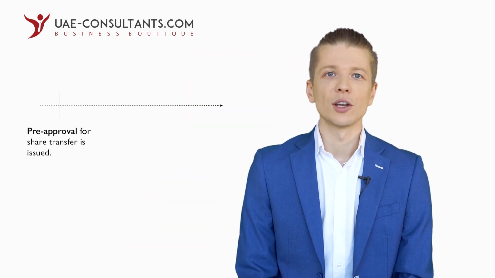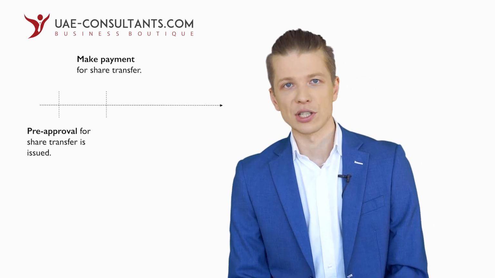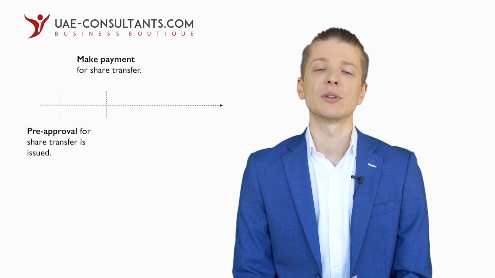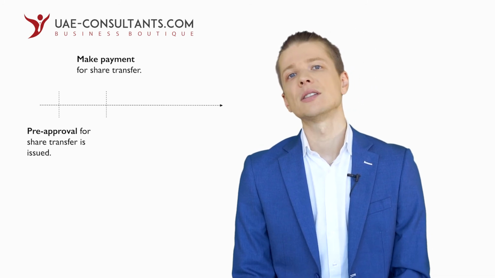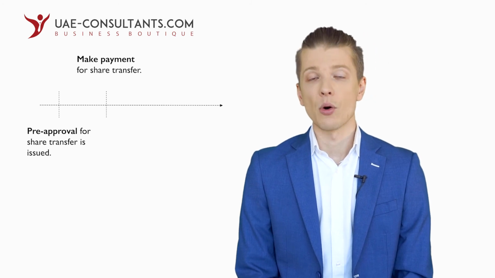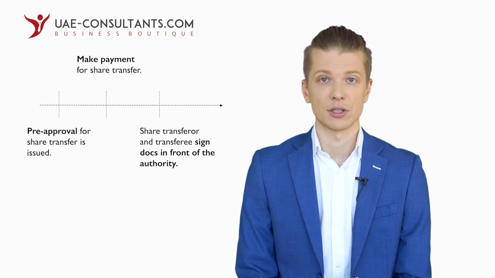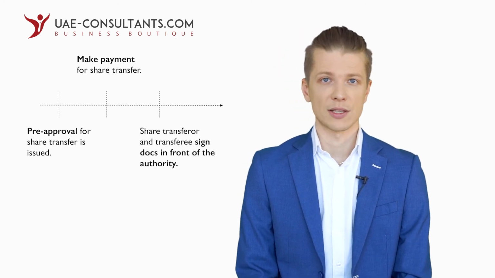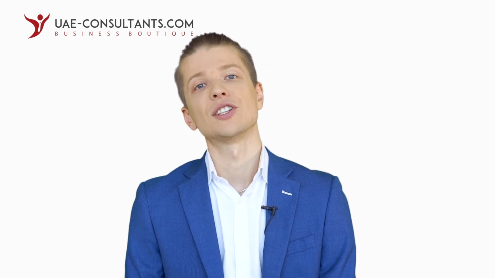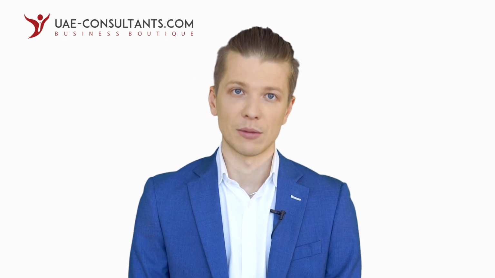Once pre-approved, you will have to make a relevant payment first. Depending on the registration authority you will be working with, this payment can be between 1,750 dirhams to 10,000 dirhams. After payment completion, both share transferor and share transferee will need to appear in front of the registration authority for signing of share transfer documents. Additionally, you will need to bring all originals prepared and legalized for the share transfer and return back all original corporate documents of the company where share transfer takes place for amendments.